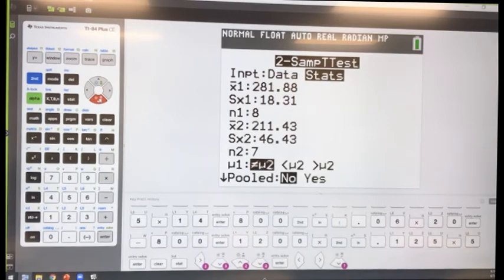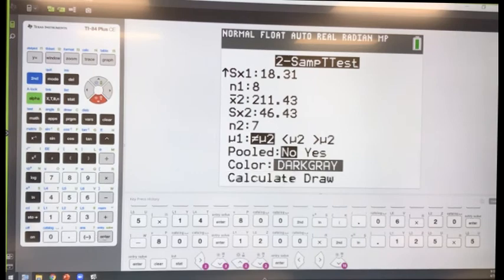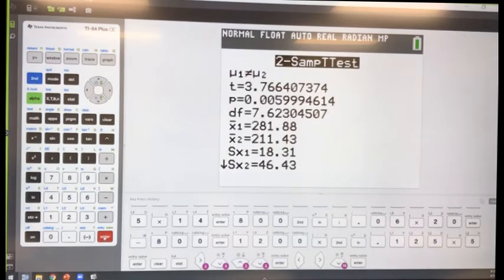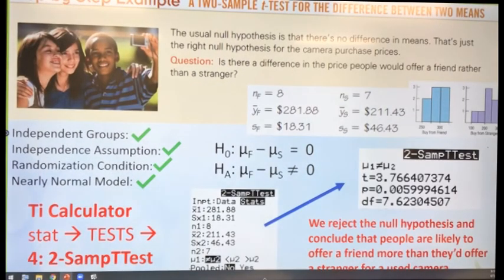My alternative is going to be not equal to, and not going to pull the data. And calculate. So based on the p-value, do you accept the null or reject the null? Reject the null. Why? It's less than 0.05. Yes, look how small it is. So we will reject the null hypothesis and conclude that people are more likely to offer a friend more than they did offer a stranger. So yep, we reject it.